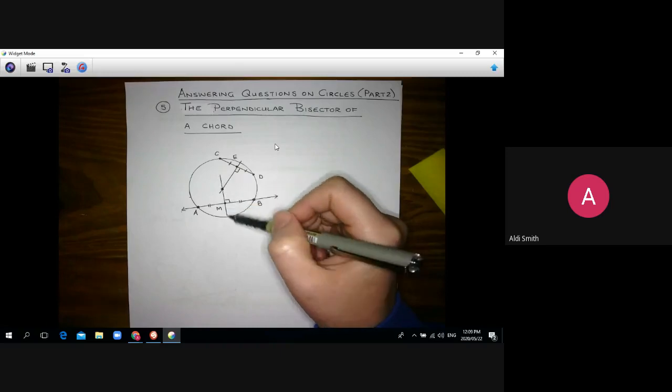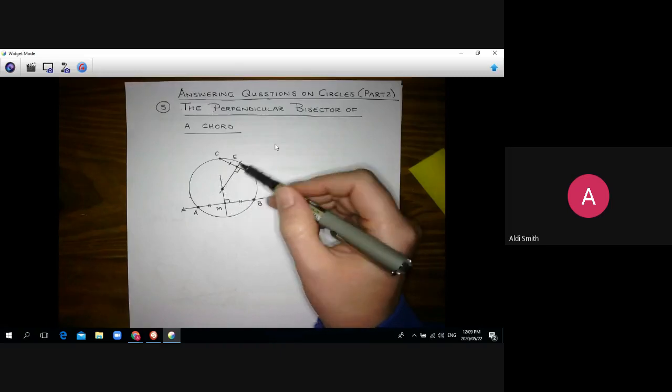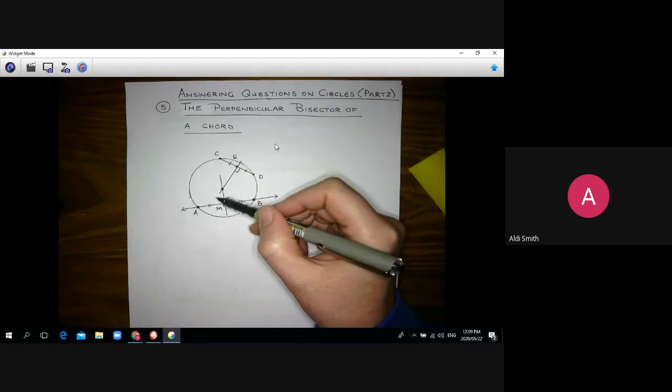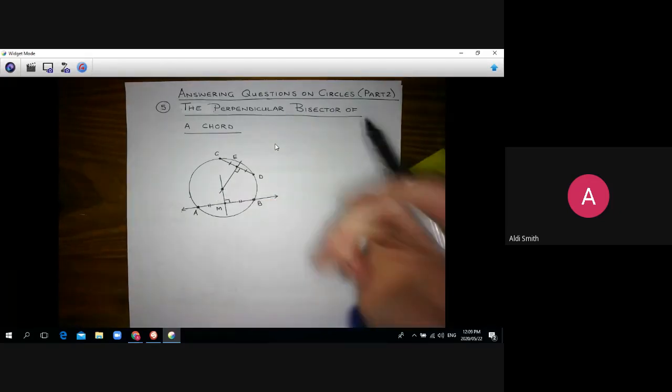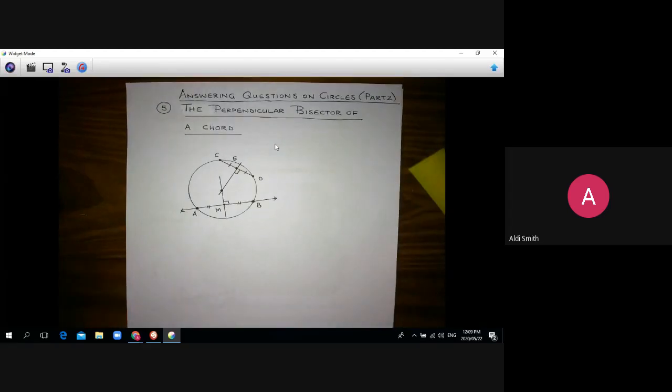So this line must go through the center. This line must go through the center. So because both lines go through the center, where they intersect is the center of the circle. So let's write that down so you can remember this, because like I said, this is very important. If you don't know this, you're going to get super, super stuck on some questions.